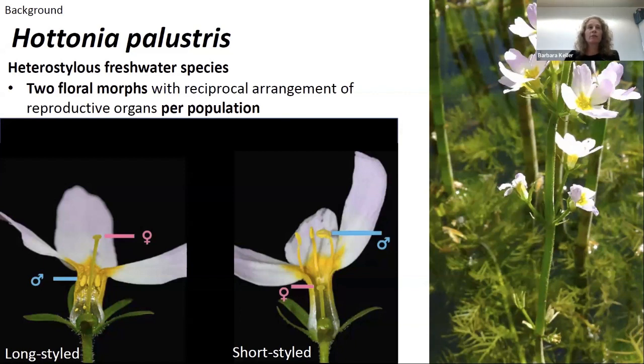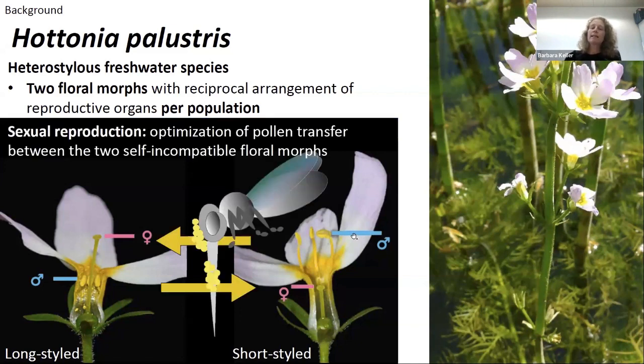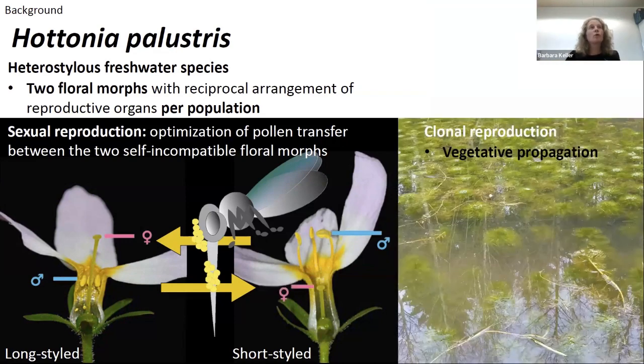It's a heterostylous freshwater species. In such species, populations are composed of two different types of plants. One type of plant produces long-styled flowers with short anthers, and the other type produces short-styled flowers and high anthers. This is a floral polymorphism that is optimized for outcrossing, as pollen transfer between the two self-incompatible morphs is optimized. As most aquatic plants, Hottonia palustris can also reproduce clonally.